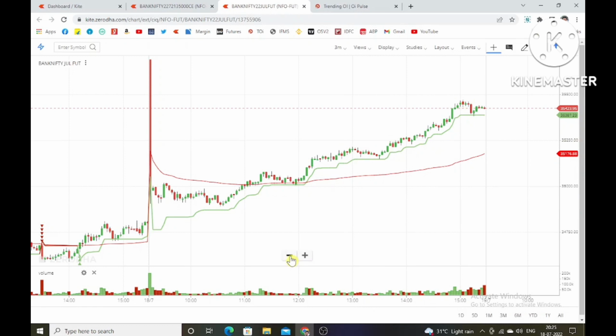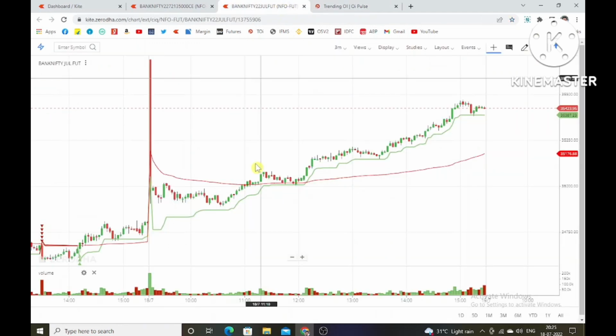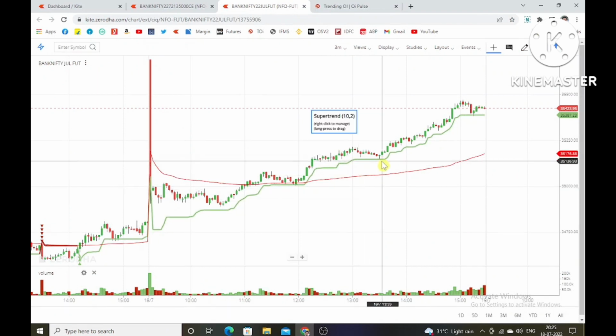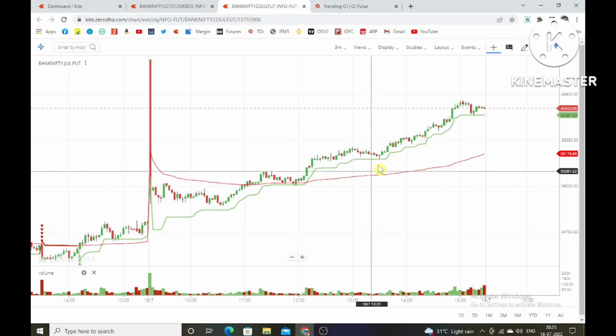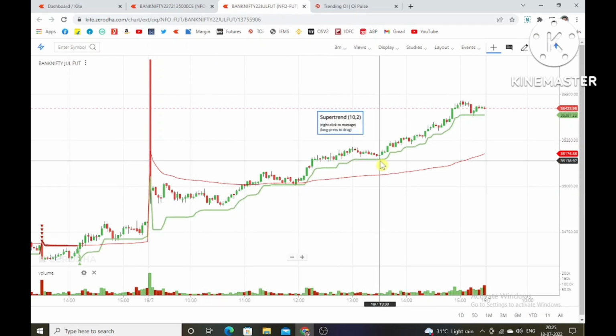After seeing the data, we will wait for price to come near Supertrend and we can take entry at that point. So look at today's chart. Okay, at 1:30 the data is showing bullishness, almost 75 lakh difference in trending OI data, and Bank Nifty future is coming near Supertrend with low volume, so we can take entry. If we take entry here, we will get almost 200 points here. Look at 1:30 p.m.